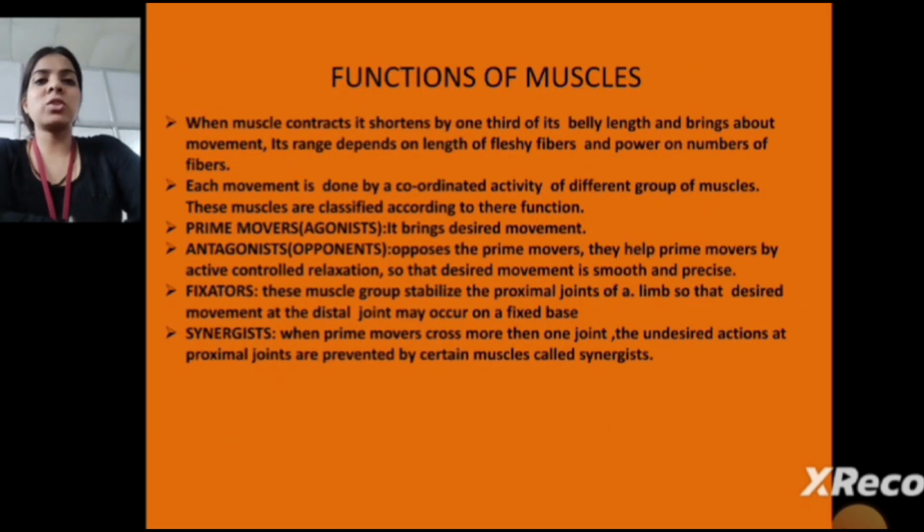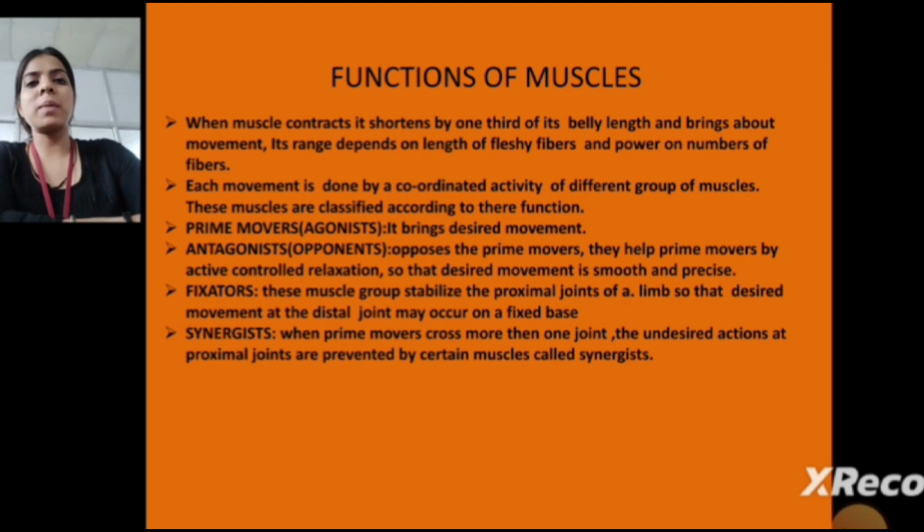So what are the functions of muscle? When a muscle contracts, it shortens at one end of its belly and brings about movement. The range depends on the length of the fleshy fibers and the power on the number of fibers. Each movement is done by the coordinated activity of different groups of muscles. These muscles are classified according to their function.